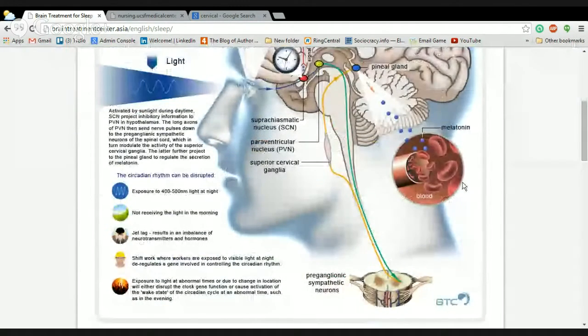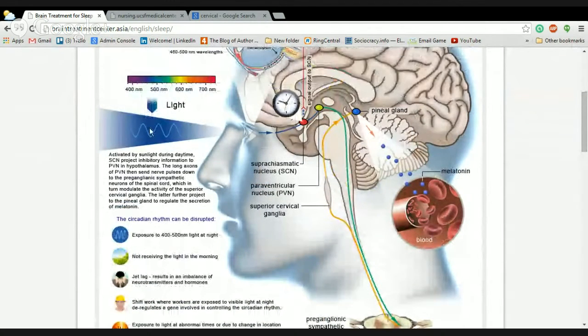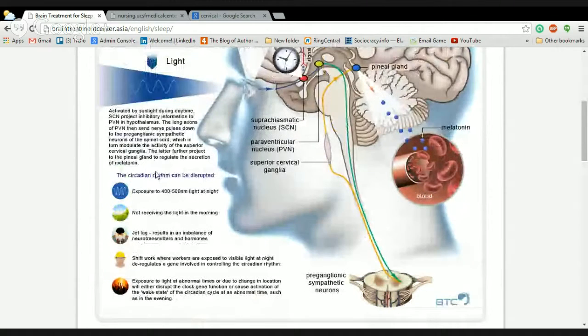So yeah, there we go. So we have the blue light that comes in, right? From this spectrum, it gets passed through the optic nerve to the SCN, which is the suprachiasmatic nucleus, which then sends a signal to the paraventricular nucleus. And then that in turn goes down to the superior cervical ganglia, which comes all the way back up and tells the pineal gland, hey, take it easy with the production of melatonin. It's still daytime outside. So the circadian rhythm can be disrupted.